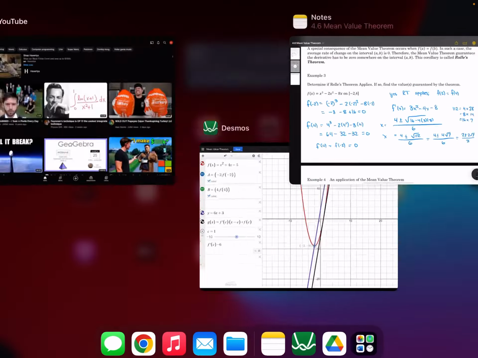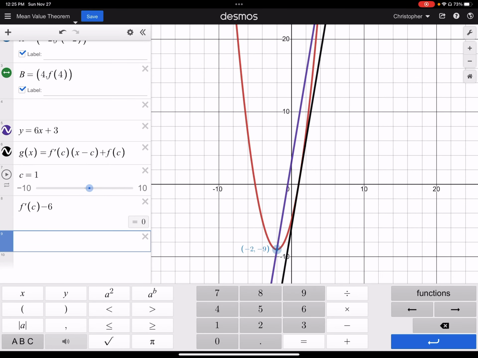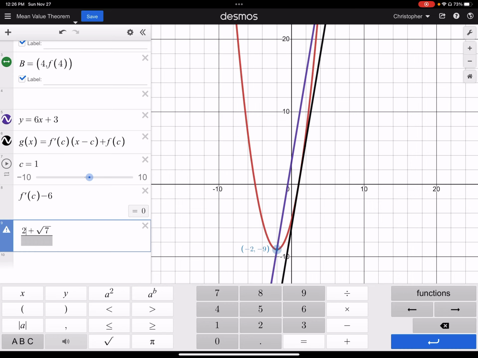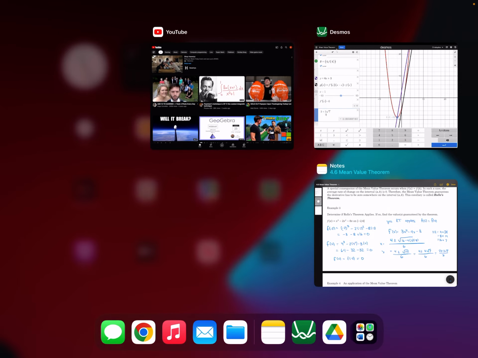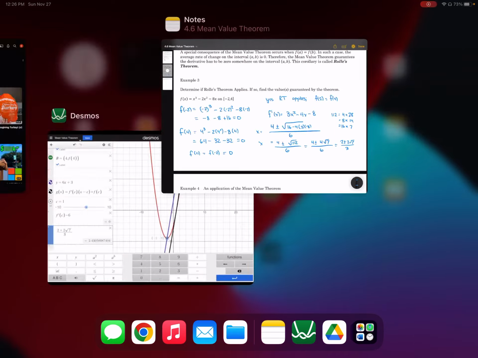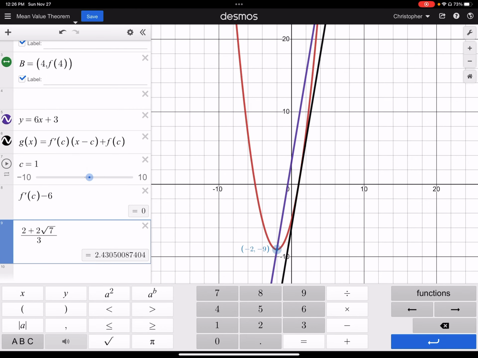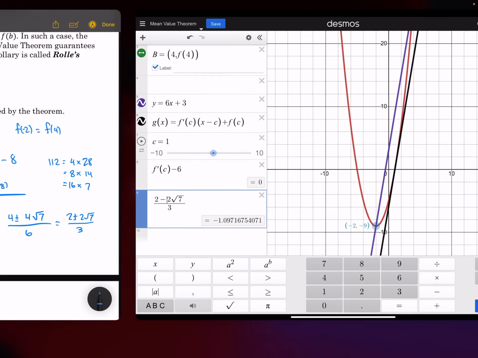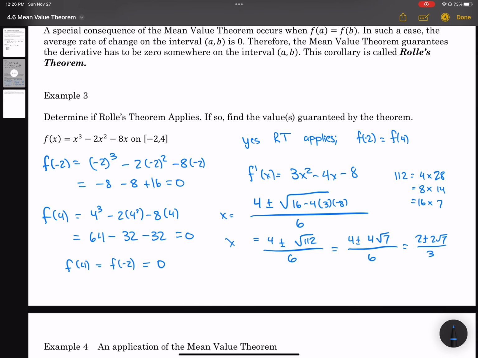So let's check that. Let's make a fraction. We're going to have 2 plus the square root of 7, was it 2 square root of 7? Divided by 3. So that's 2.4. And that 2.4 value falls between -2 and 4. And I imagine if we made this minus instead, we're going to get the other value. So both of the values actually fall between -2 and 4.